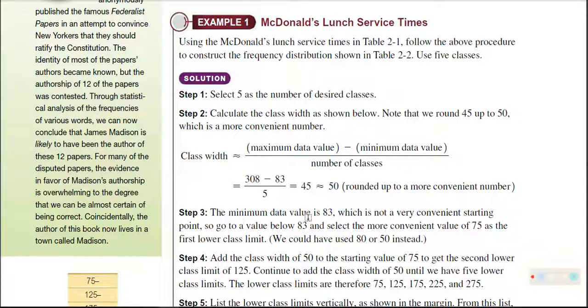So, the minimum data value is 83, which is not a very convenient starting point. So, go to a value below 83 and select the more convenient value of 75. Kung gusto nyong maglagay ng 70, okay lang din. As the first lower class limit, we could have used 80 or 50 instead.